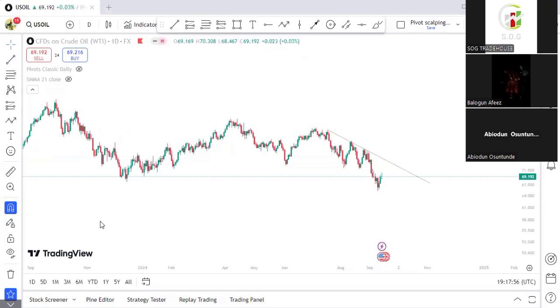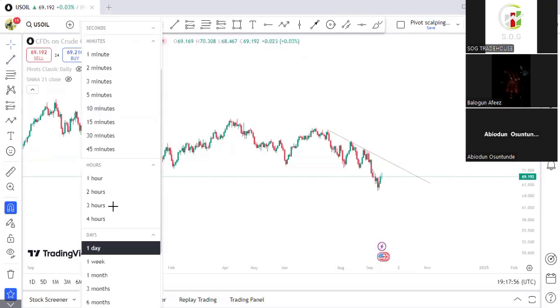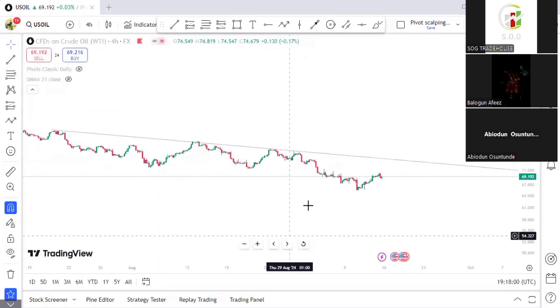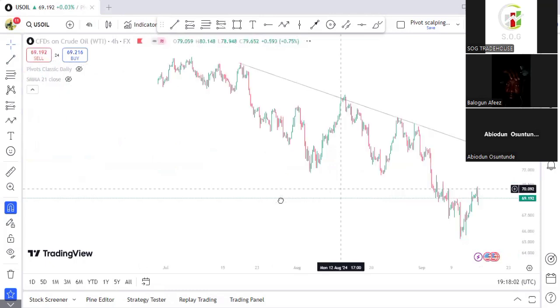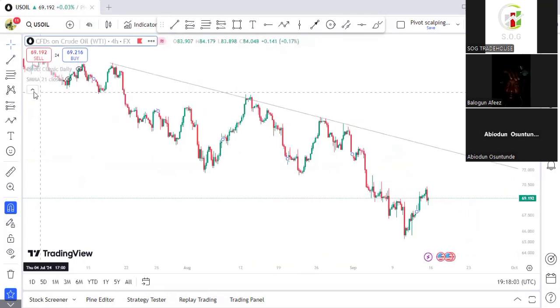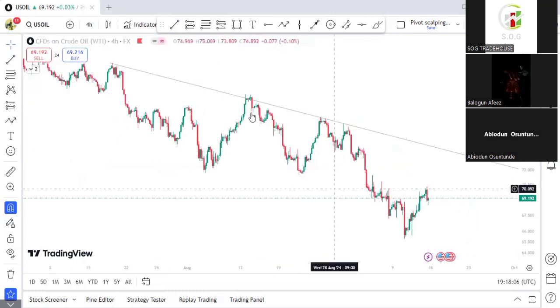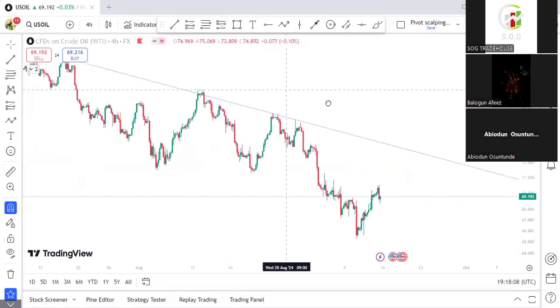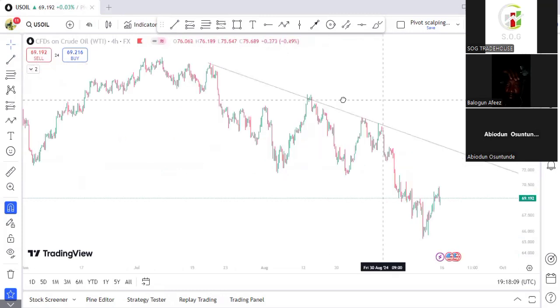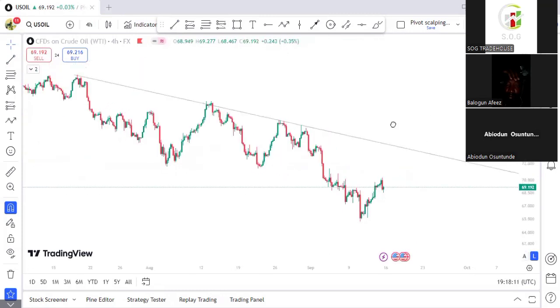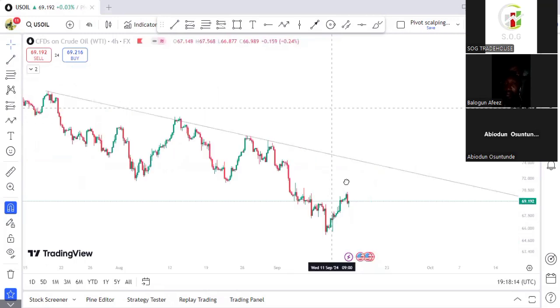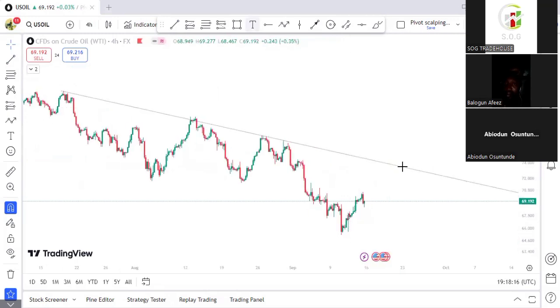So we'll go down to the 4-hour time frame. So on the 4-hour time frame, what are we expecting on US oil? Like I said, it's a very straightforward analysis. So we are expecting US oil to retrace back to this trend line. We're expecting US oil to move back to this trend line.